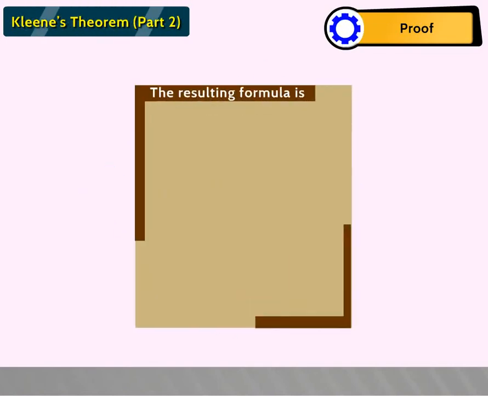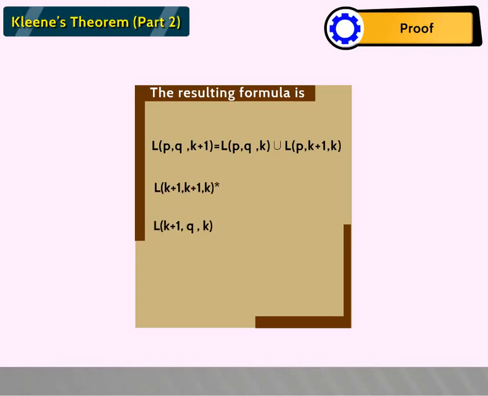The resulting formula is L(p, q, k+1) is equal to L(p, q, k) union L(p, k+1, k) L(k+1, k+1, k) star L(k+1, q, k).